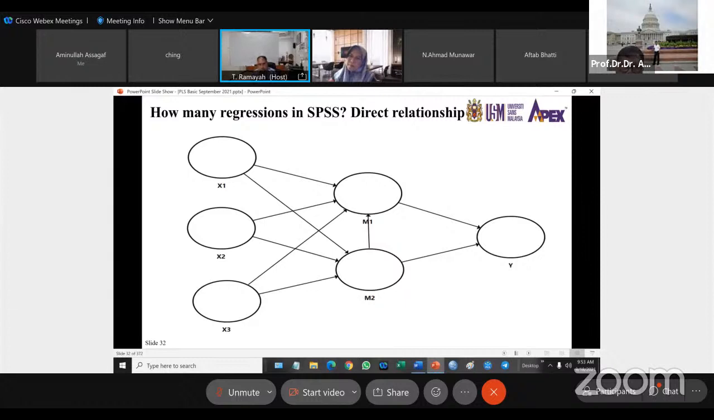But the problem with these three regressions is that you are running three different models. The first model is here, the second model is here, and the third one. So this is the biggest criticism of SPSS. You are not running your model in one go. You have only one model, but you have tested three separate models. That is one of the reasons why many researchers are now moving from first generation to second generation analysis techniques. Any question?